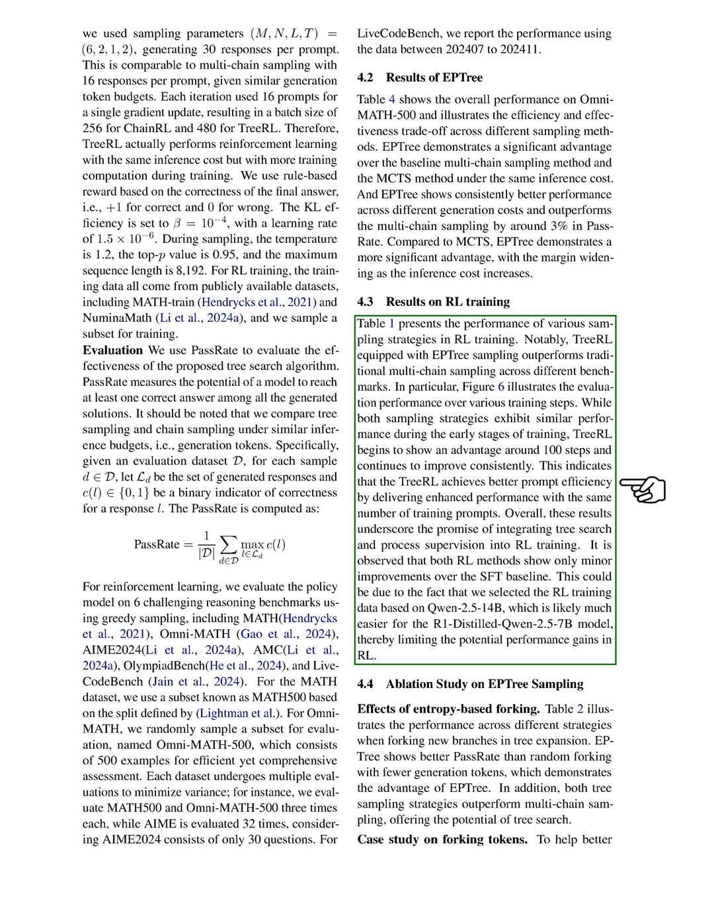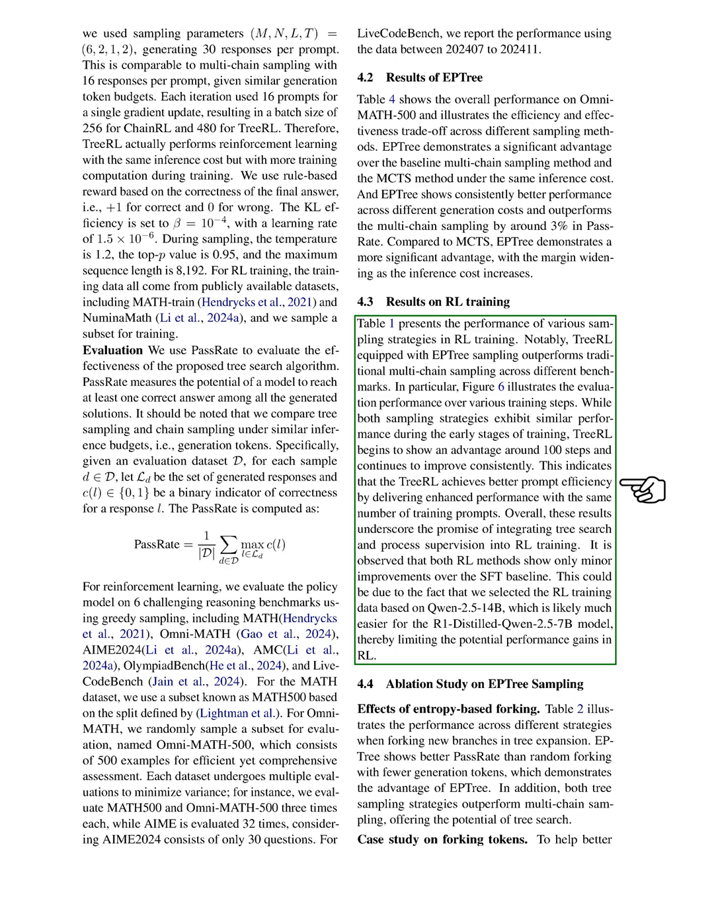We note that both RL methods show only slight improvements over the SFT baseline, likely because we selected the RL training data based on Qwen-2.5-14B, which may be easier for the R1 distilled Qwen-2.5-7B model, limiting performance gains.